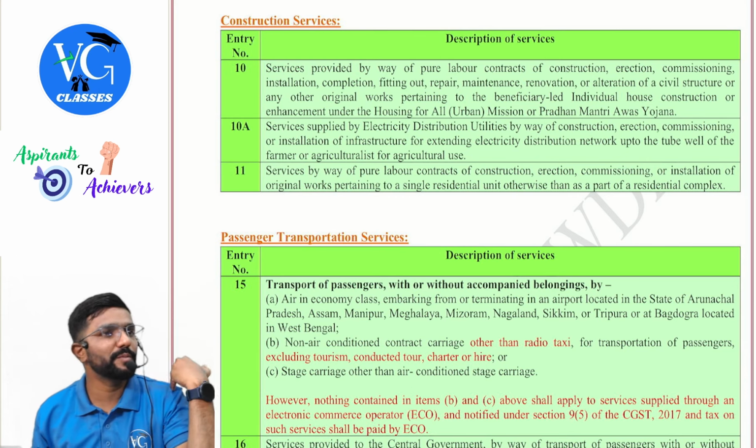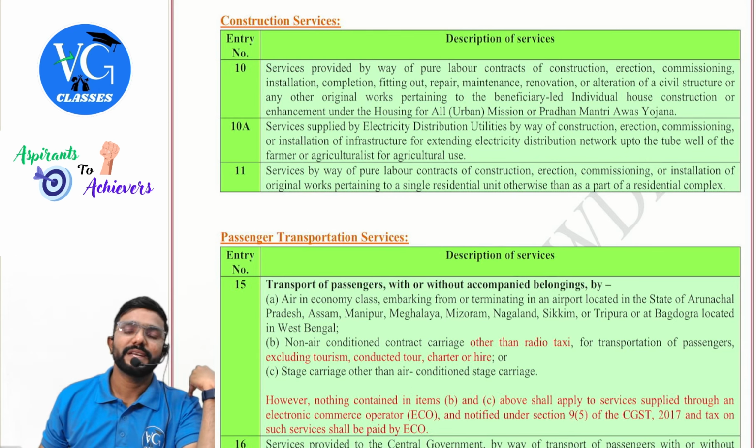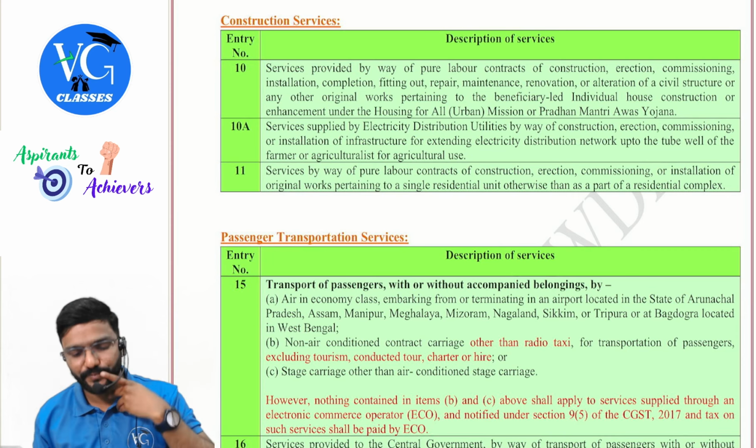They have outsourced the work to me. I am doing the construction work. In that case, 100% exempt, guys.